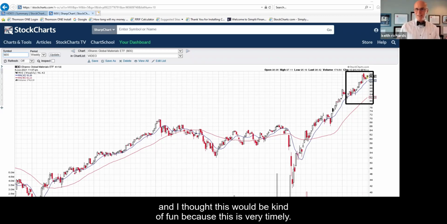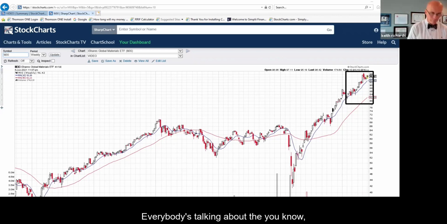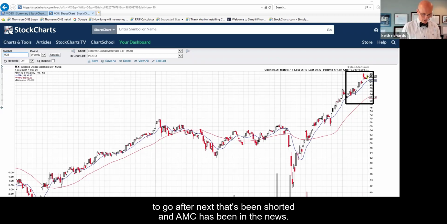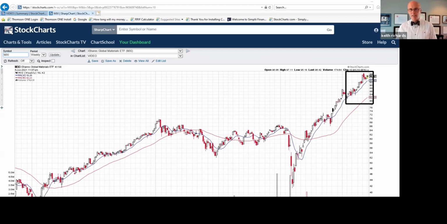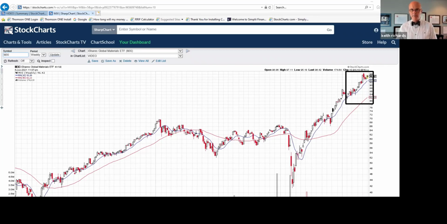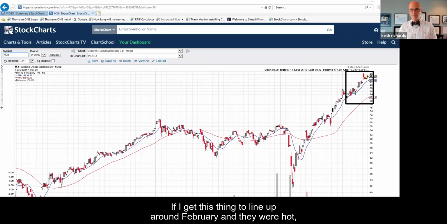So the last one, and I thought this would be kind of fun because this is very timely. Everybody's talking about the Robinhood investors, and they're on social media platforms, and they talk about which stock they're going to go after next that's been shorted. And AMC has been in the news. So son of a gun, AMC search inquiries are very high right now. In fact, they were high, if I get this thing to line up, around February. And they were hot. They're right now, as of this date, very, very high.